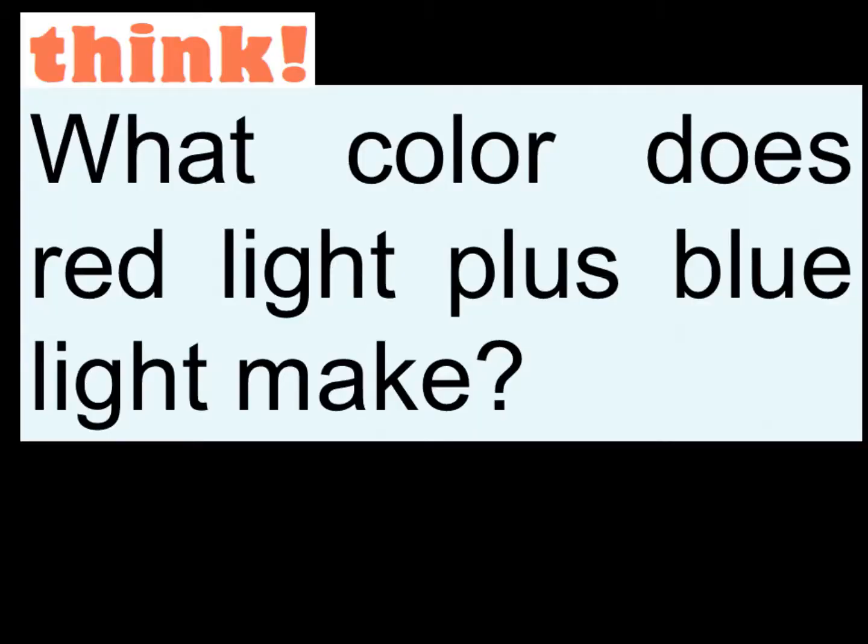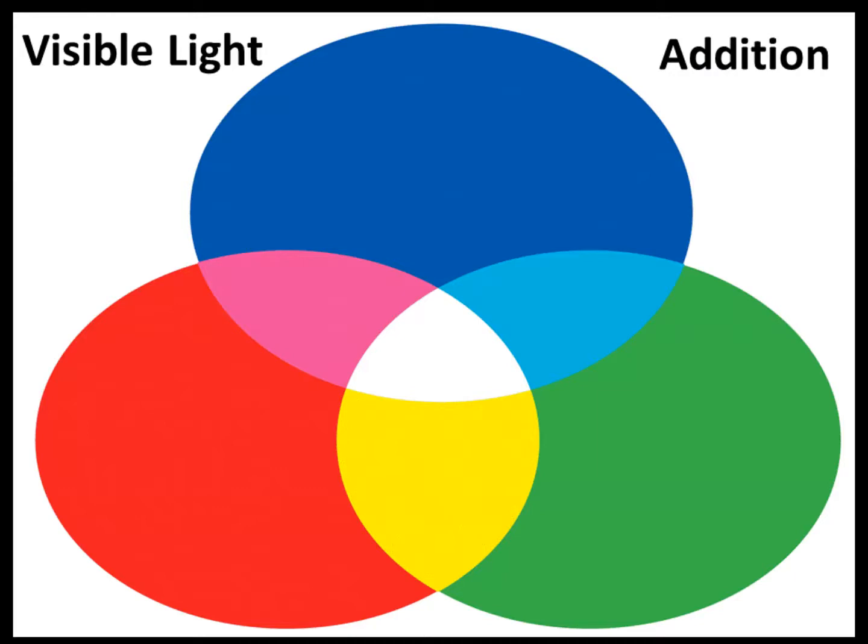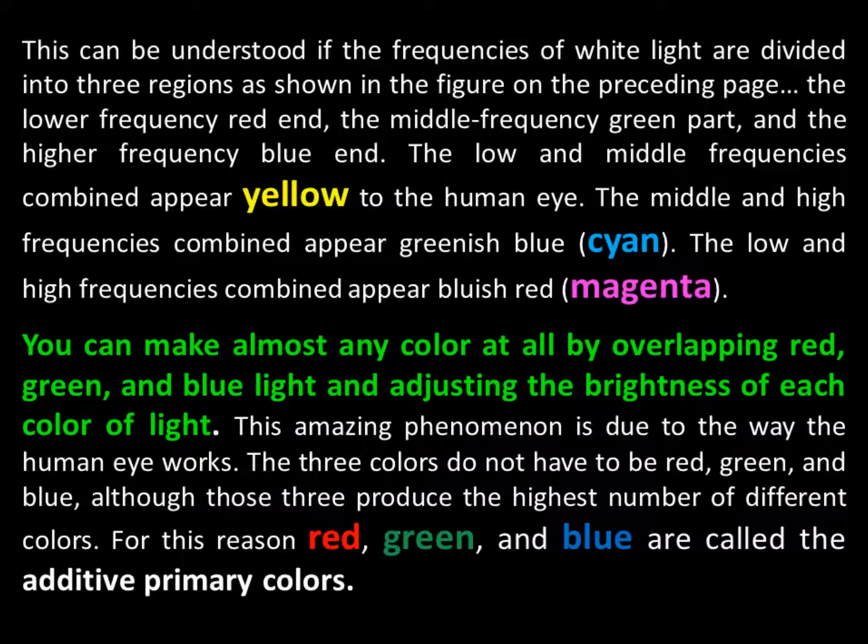What color does red light plus blue light make? If you look at the color discs, those three round discs that were joined together, you'll see that it makes magenta. Magenta is the color that red and blue light makes, not pigments, but light. Here is the figure I was speaking of. It's visible light. Its color through addition.